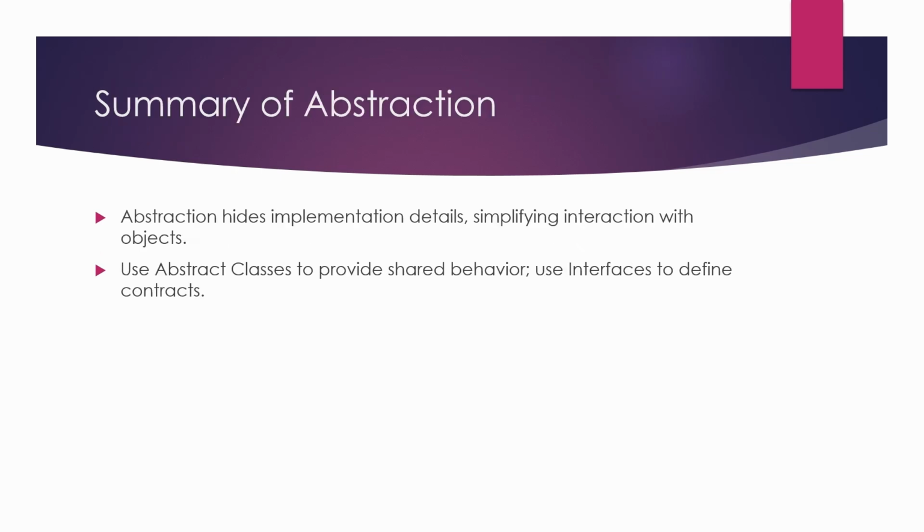In summary, abstraction allows us to focus on the essential details and hide the complexity behind simpler interfaces. We can achieve abstraction through abstract classes and interfaces, both of which help structure our code in a way that is modular, flexible, and easy to maintain.